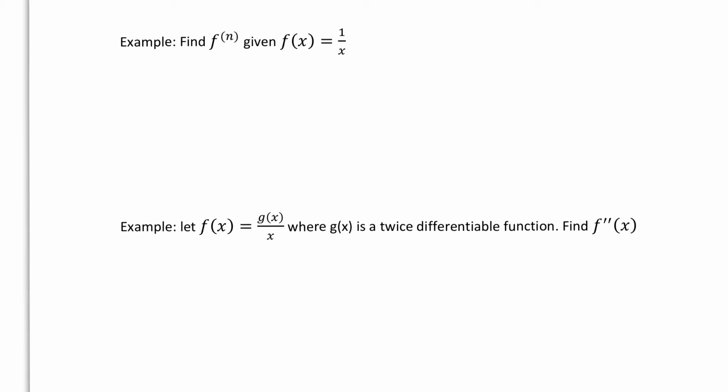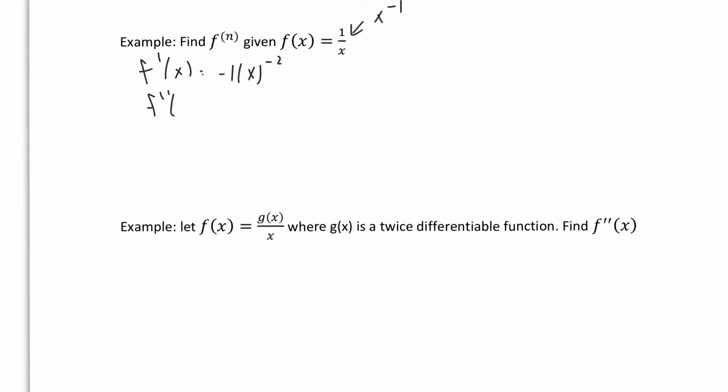Now let's also find a general formula. So if we had f(x) as 1 over x, let's see if we can find the nth derivative. Now to do this, of course we want to write this as x to the minus 1, and we want to start doing derivatives and see if we notice a pattern. So the first derivative is going to be equal to negative 1 x to the negative 2.